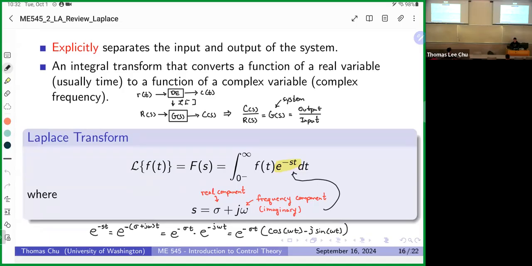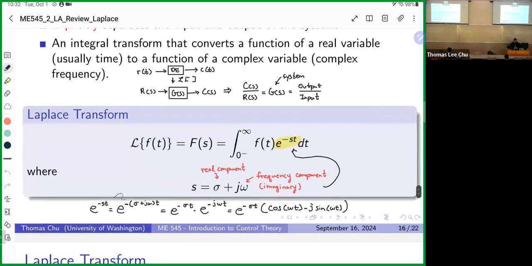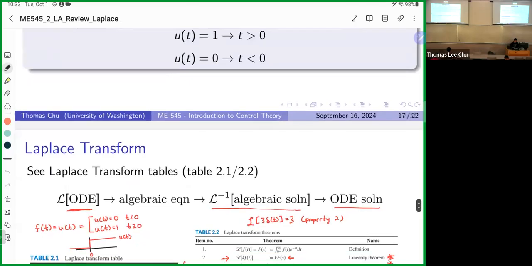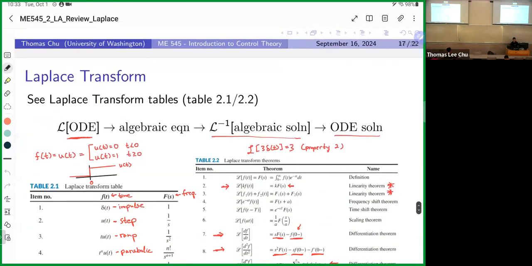And the reason why we do this is because when we put this into the exponential, the frequency component omega will pop up as sine and cosine, while our real component will pop up as a decay, which will relate to stability properties later on. Are there any questions on Laplace transform? And we'll start with an example as well, so you can see the application of how we can solve a differential equation without the traditional method.